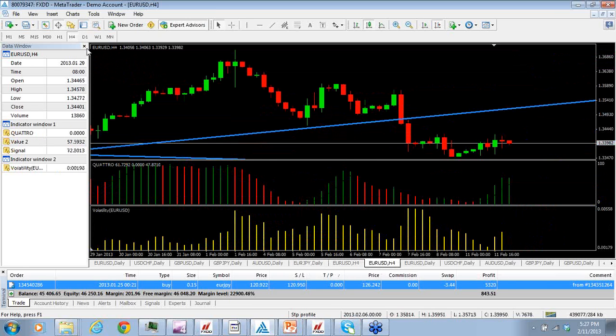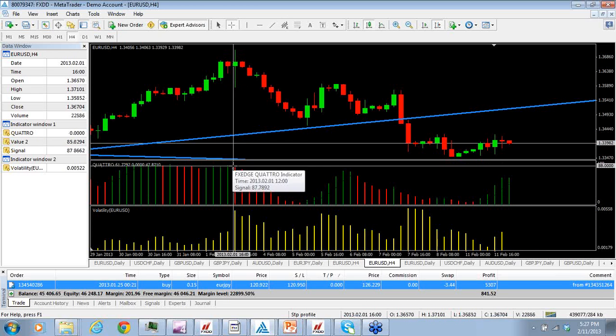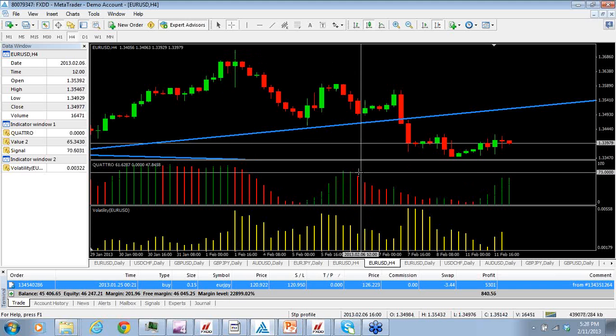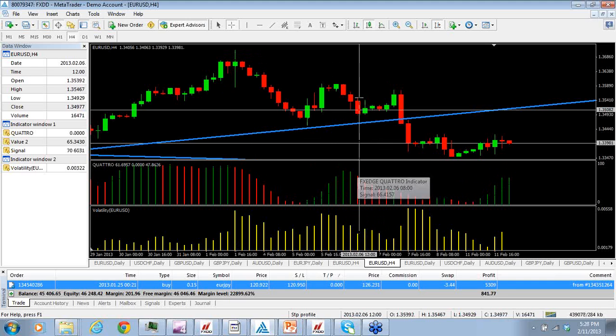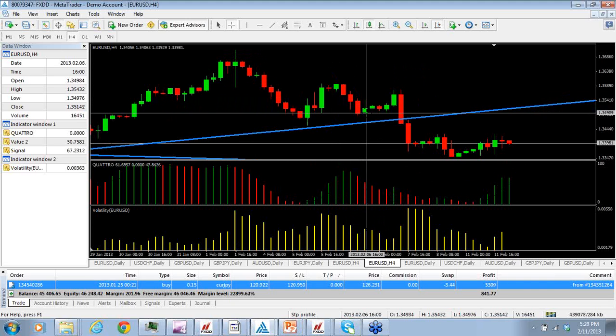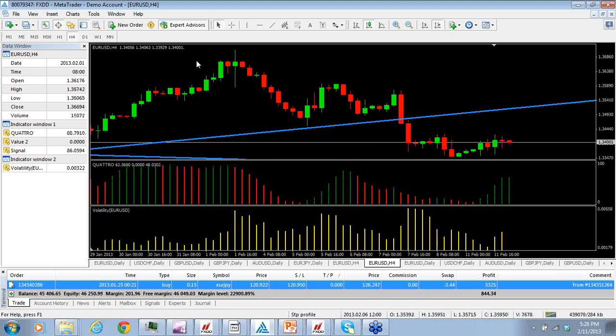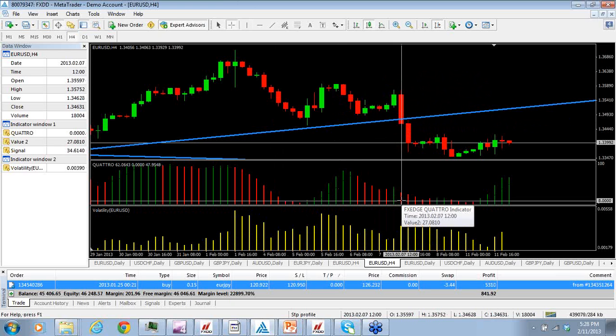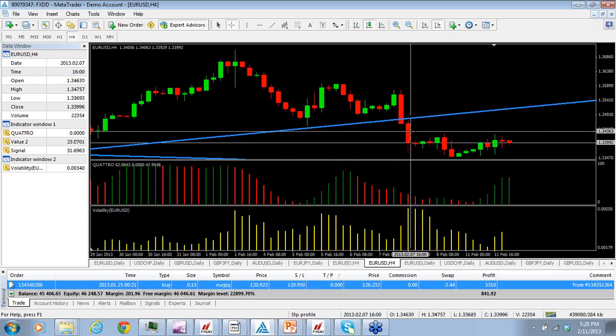We have the FxEdge Quattro, and a lot has happened on the FxEdge Quattro. We've had some down moves here. This one was completely ignored because it was just too much buy pressure. Here we get into a sell, okay, and this one actually goes against us. The retracement got us. We had the worst time to get in on this. We had a retracement there, and it got us out here as well. This one also took a hit.